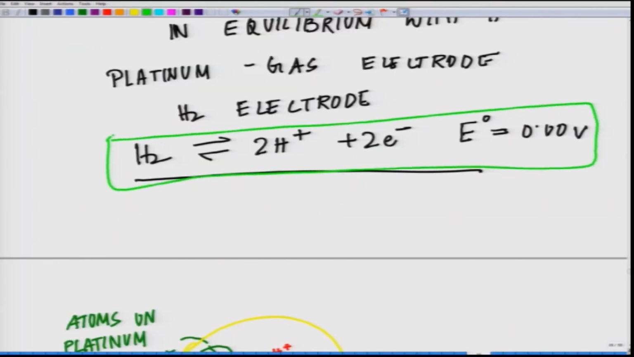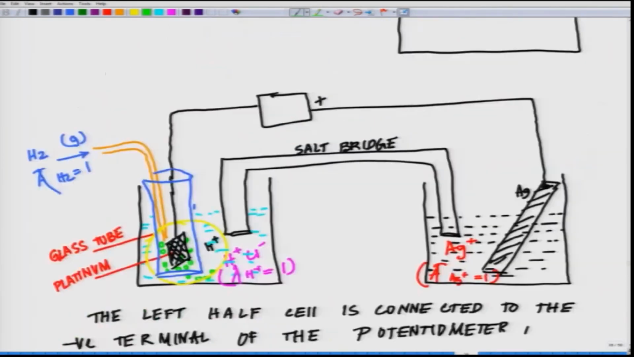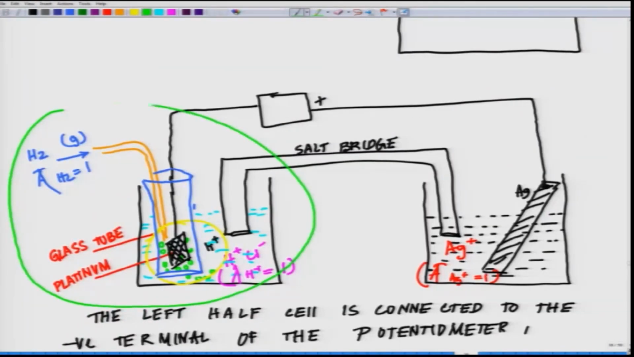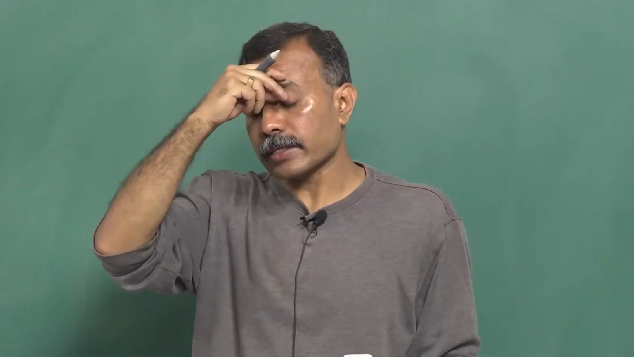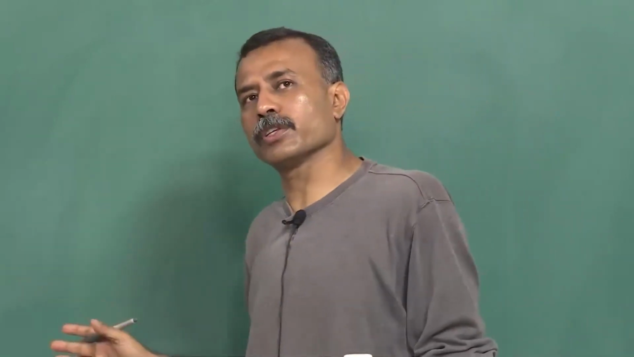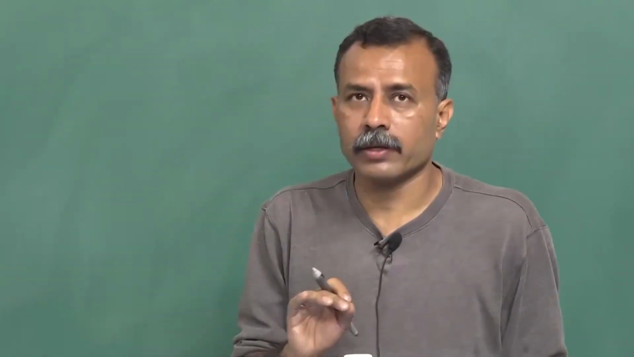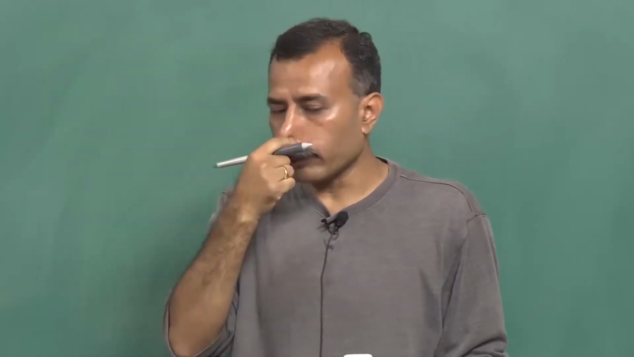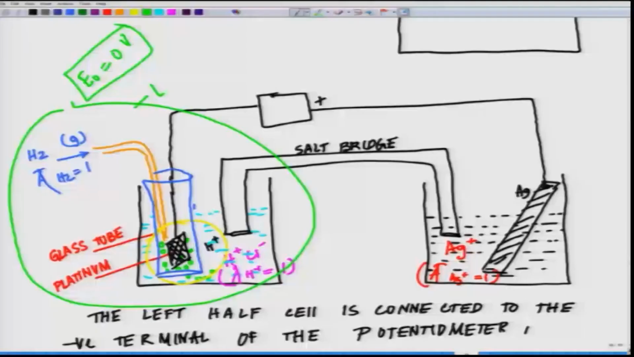In a normal condition, this electrode by itself, standalone, will have an E naught equal to 0 volt. And please understand this electrode concept, because I will close in here today, and in the next class I will tell you what will happen when there is a deviation from 0 and what that means, and that will give you an idea. So, this is our first electrode we studied.